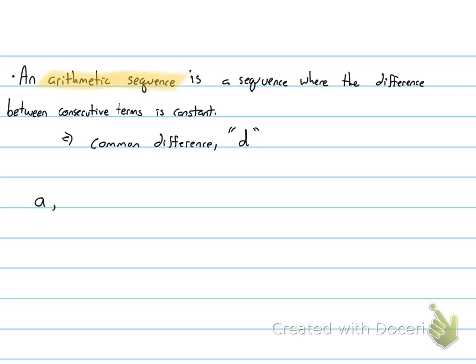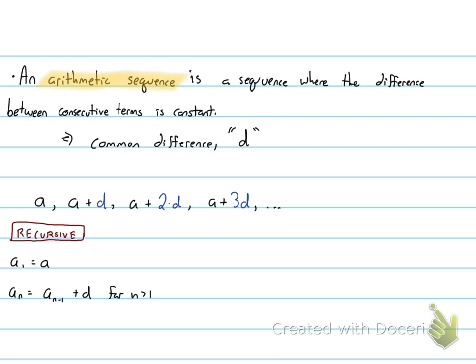In general, an arithmetic sequence would start with some value A. My next term would be A plus that common difference D, then adding that common difference D again, and again, and moving on from there. In general, I can make a general recursive and explicit formula for an arithmetic sequence. A general recursive formula, remember, starts with your first term, which is A, and then my rule is that I take my previous term and I add that common difference D every time.